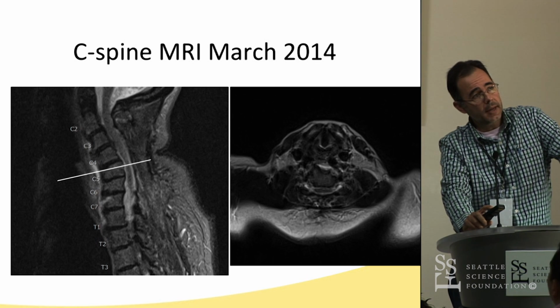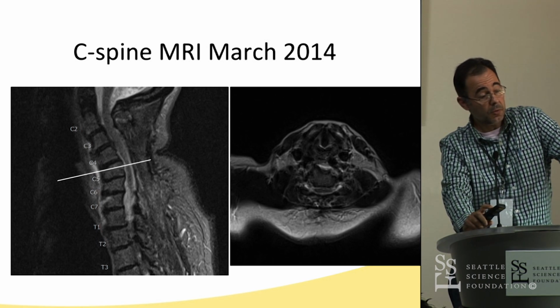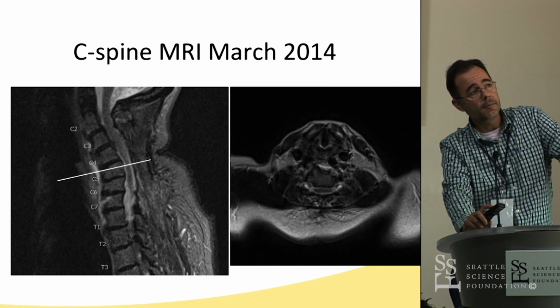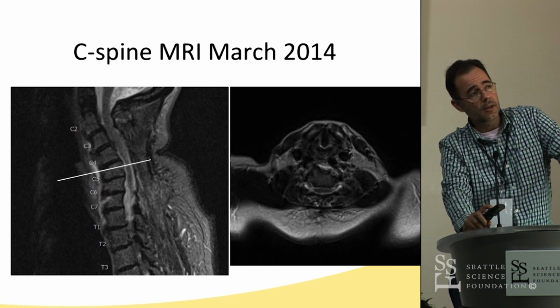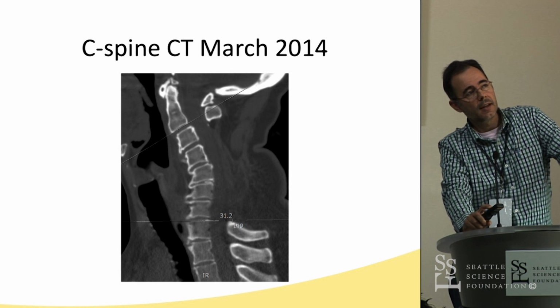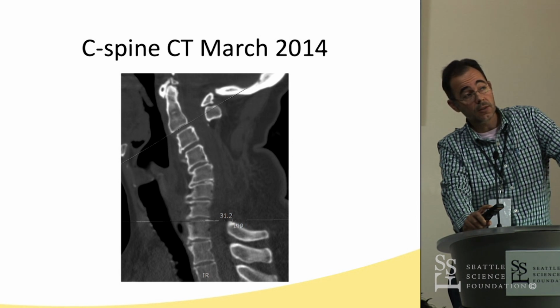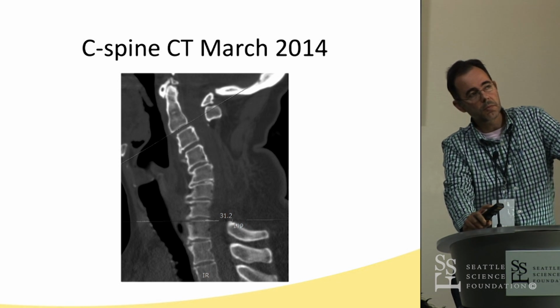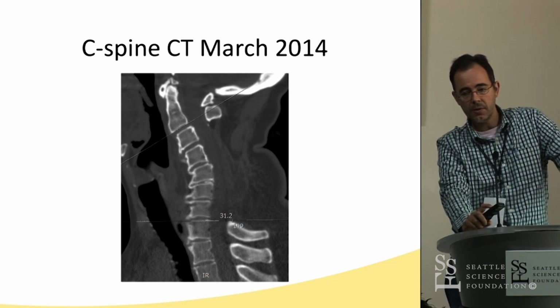But one of the things you may notice is that the AP spinal canal diameter on the axial images is pretty small, so that was her situation there. She was fairly neurologically intact at that time. This is what her C-spine CT looked like at that time. So you can see she's got some kyphosis, but she was pretty much asymptomatic, so nothing was done.